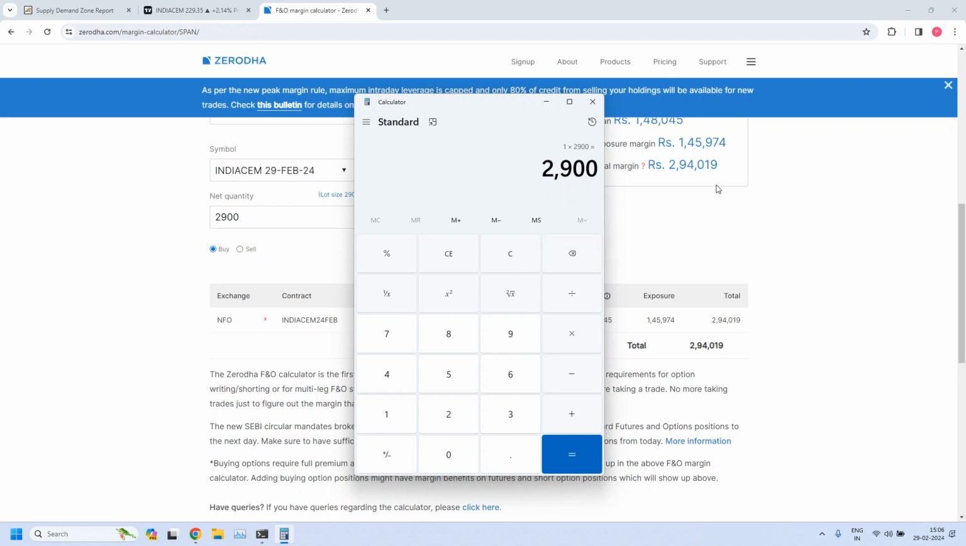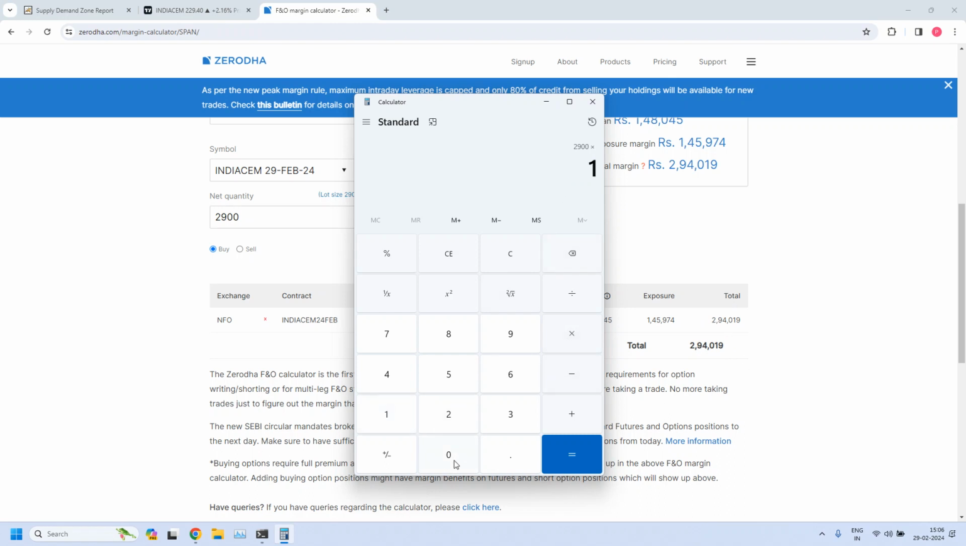But is it acceptable compared to your investment? What is your investment? The lot of the futures cost, that is the margin cost. It's not the cost of the entire lot. It is the margin cost of the lot. That is 2,94,000. That means close to 1% you are getting.